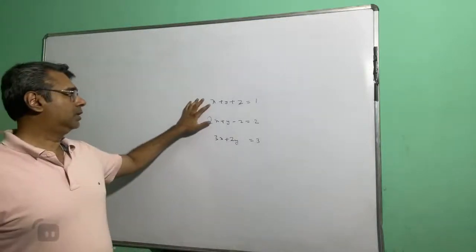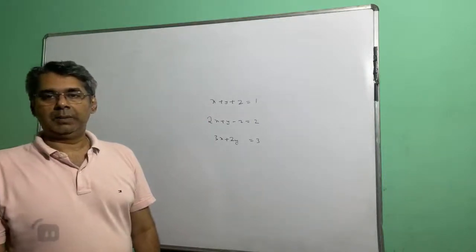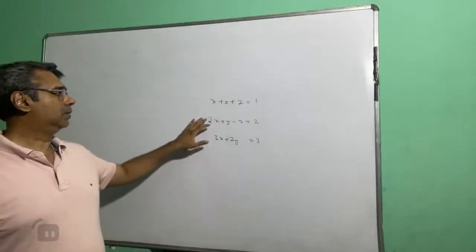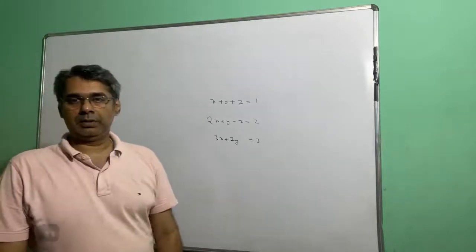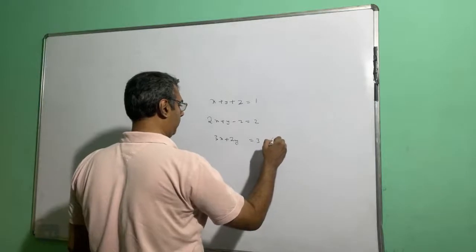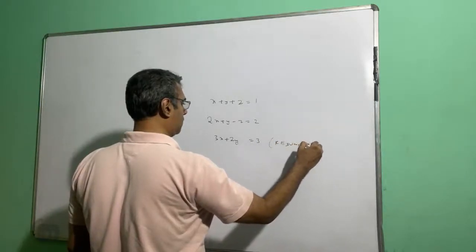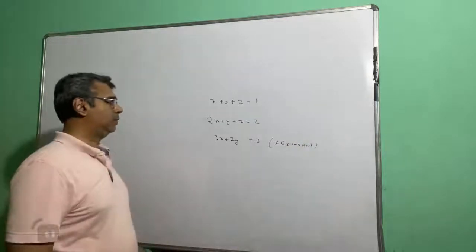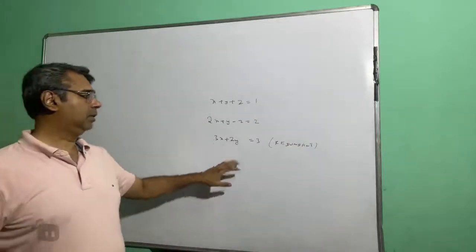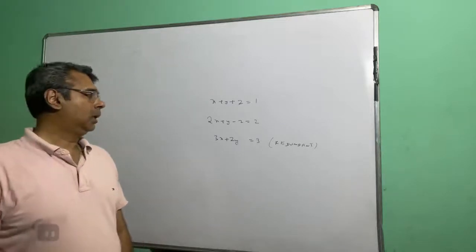If you watch carefully, this equation plus this equation is equal to the third equation. That means that if you add the first two equations, you will get the third equation. So that means the third equation is redundant.